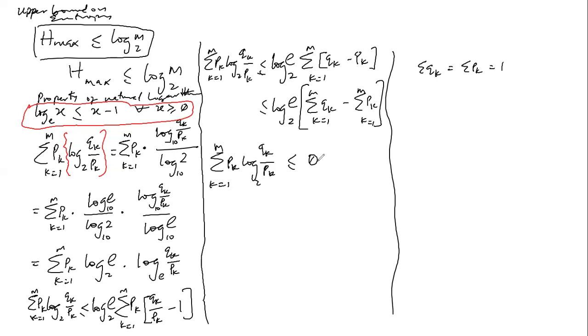Is that clear? Yes, sir. Okay. Now, if this is clear, then we now want to open this up. So this now is the same as sigma k equal to 1 to m pk log qk minus sigma k equal to 1 to m pk log 1 over pk is less than or equal to 0. We just open this up and it's the same as this, right?